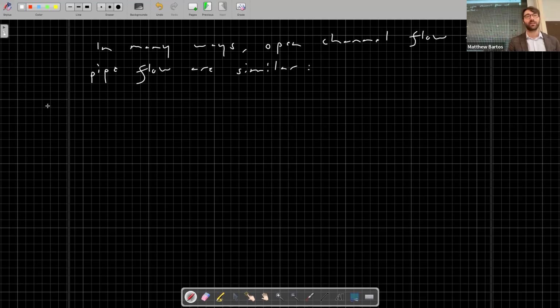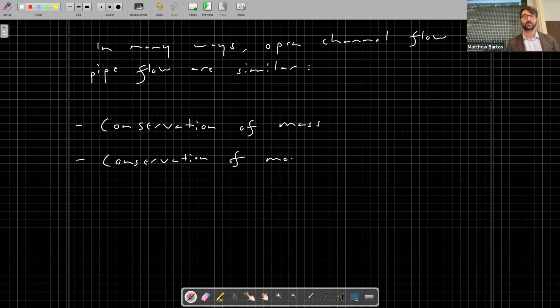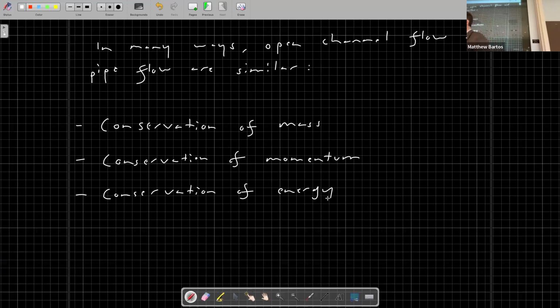So they're both going to still be governed by things like conservation of mass, conservation of momentum, conservation of energy, and many of the other mathematical tools that we've developed for pressurized flow are also going to apply directly to open channel flow, namely frictional losses we are going to compute in the same way.